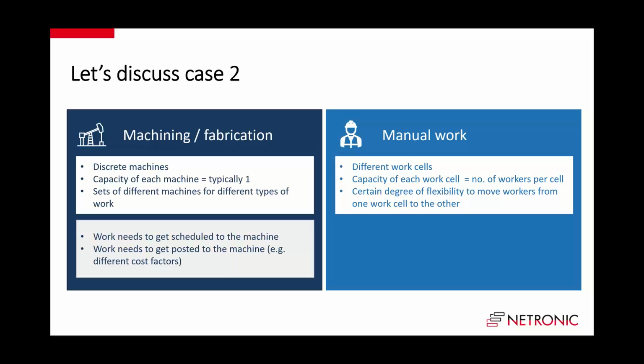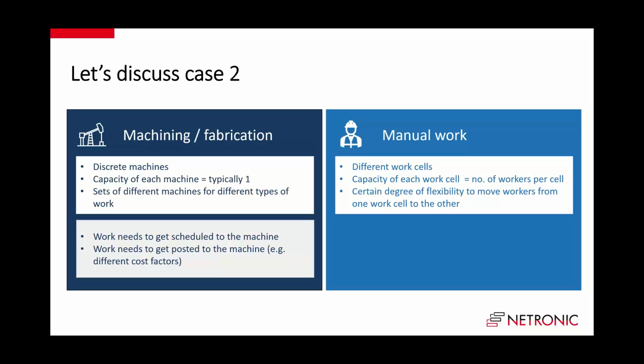In the first case, of course, when it comes to scheduling, the work needs to get scheduled to the machine, and the work also needs to get posted to the machine. So I need to schedule to the machine and say in advance, okay, I schedule this production order to my CNC 5, then it goes to my saw 1, and afterwards it goes to my turning machine 3. And if you run the job on those machines, then it also needs to get posted there.